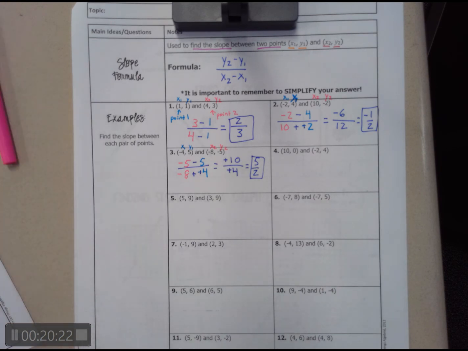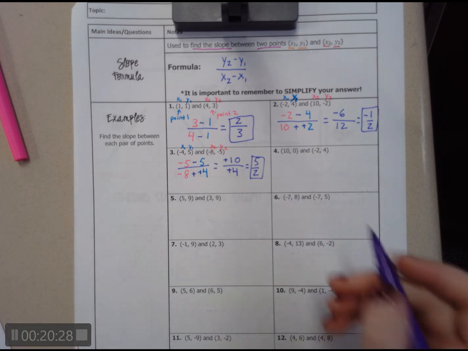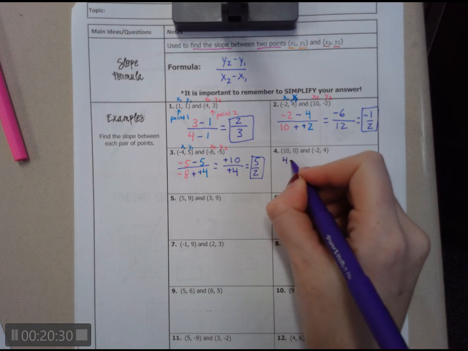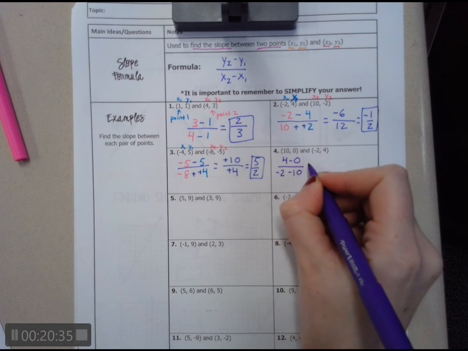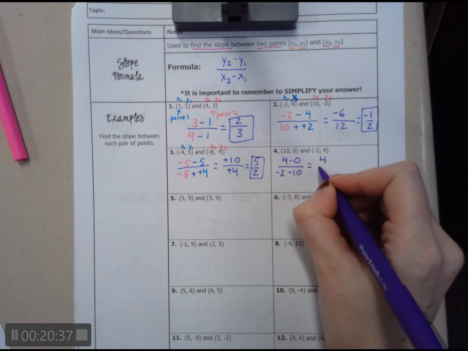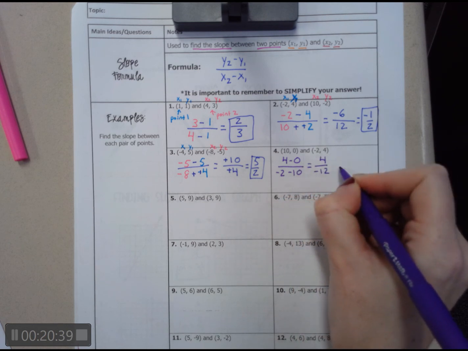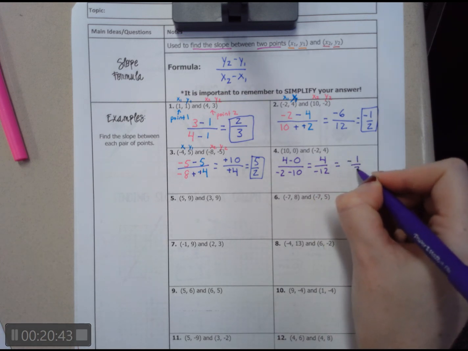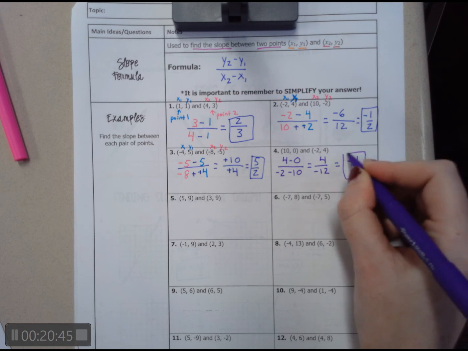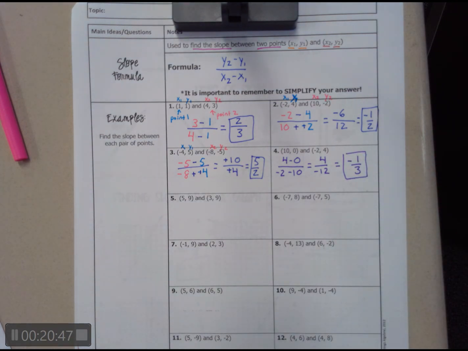Alrighty. So now, hopefully that was enough of me being slow for you, and if not, watch the first 3 examples again. Okay? And now, I'm going to move a little bit faster, okay? So 4 minus 0 over negative 2 minus 10. So we're going to get 4 over negative 12. We're going to simplify it to negative 1/3. Okay?